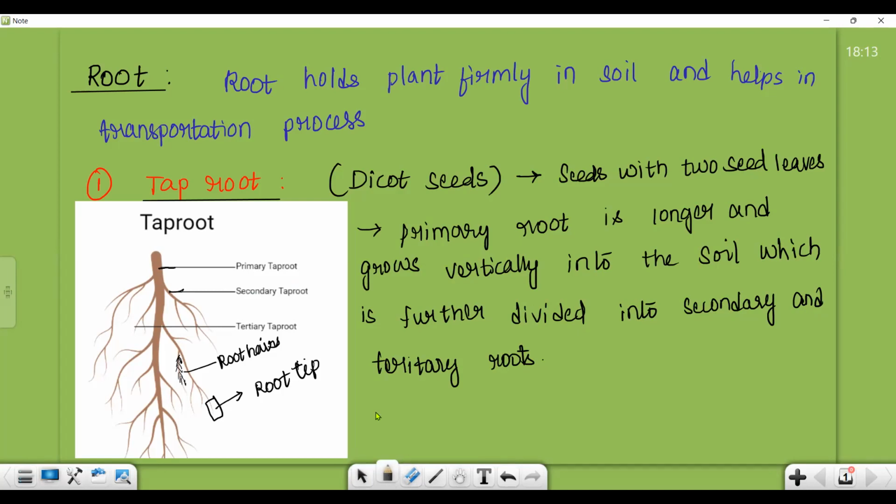Yes, ma'am. So in a taproot, you can see the main branch going deep into the soil, which is called the primary root. This primary root gives out further branches, the secondary roots. If a secondary root gives further branches, they are called tertiary roots. Where can you find these kinds of roots? In plants which have dicot seeds, that is, seeds with two seed leaves. Examples, students: pea, mango, beans, etc. Whichever seed you consider, if you can make it into two halves, it is called a dicot seed.